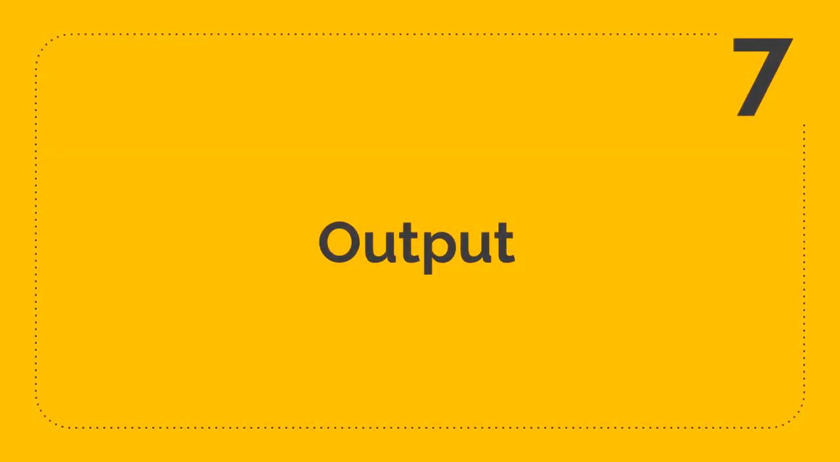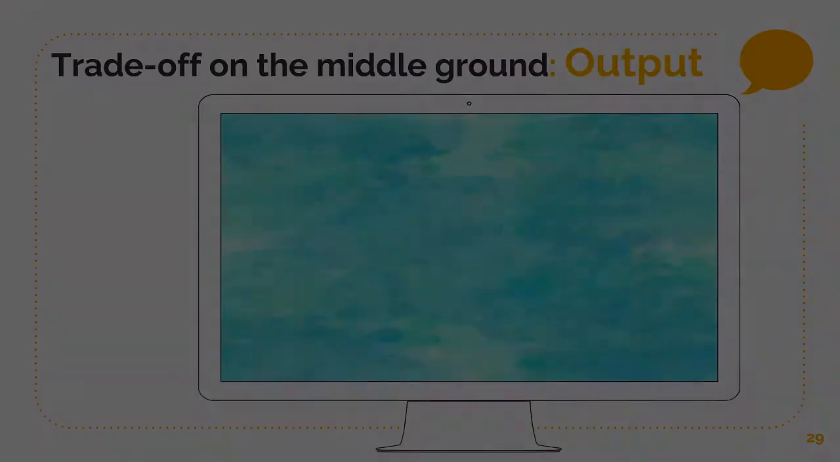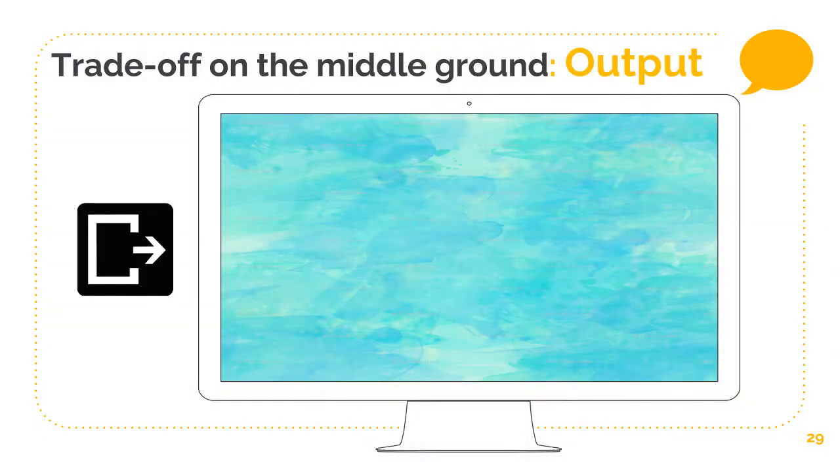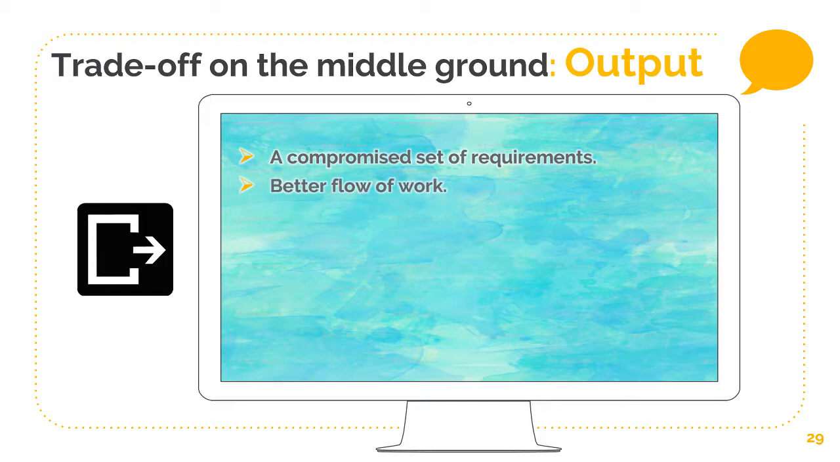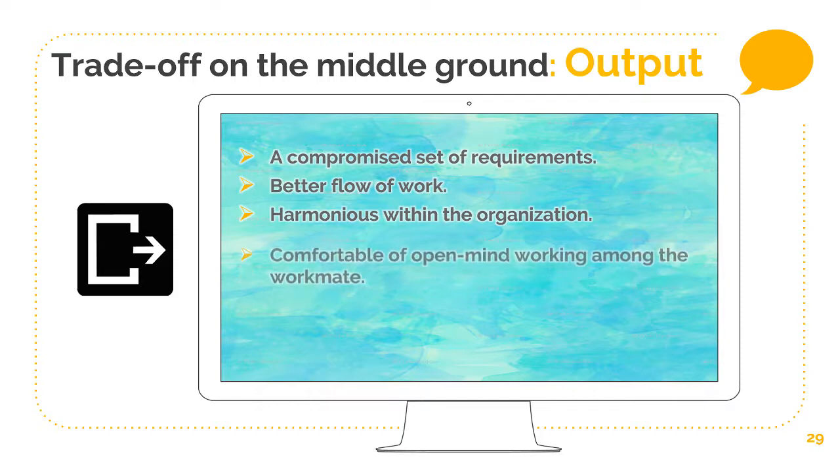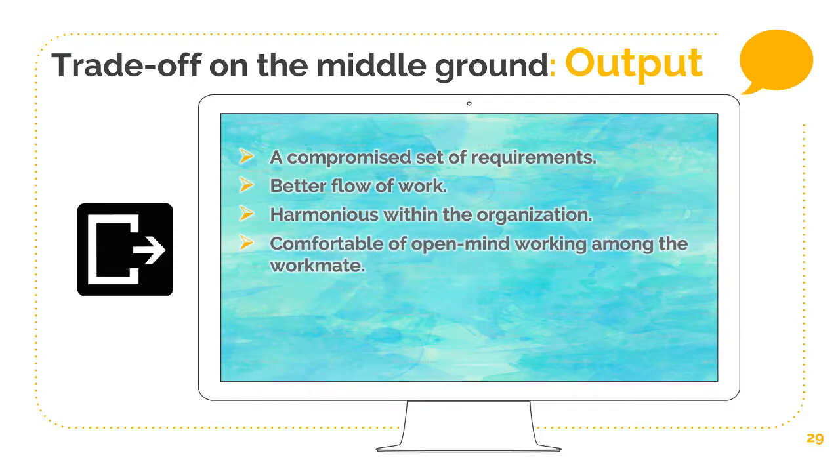So what are the outputs of our new technique? Let's have a look. After the negotiation process by the trade-off on the middle ground technique, the output is a compromise set of requirements, which is the input of the next requirement engineering process, the specification. The other output is a better flow of work because we clear all the conflicts, with harmony within the organization and comfortable, open-minded working among the workmates.